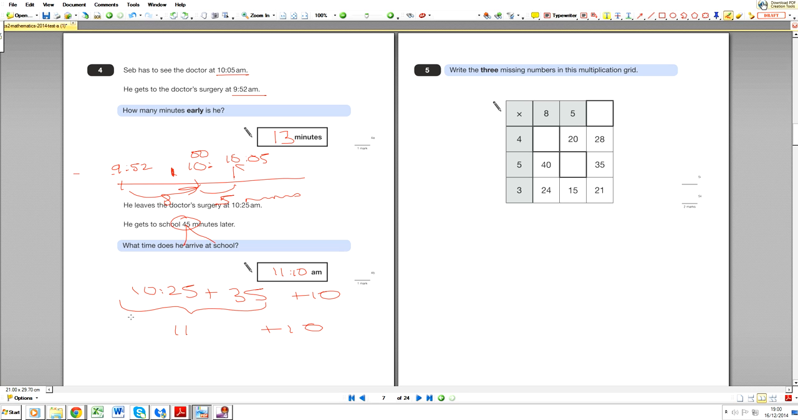Okay. Question number 5. Write the 3 missing numbers in this multiplication grid. So we got 4 times 8 over here. That gives us an answer of 32. 4 times something here gives you 28. 4 times 7. We got 5 times something is 5 times 5, 25. That's the end of question number 5.